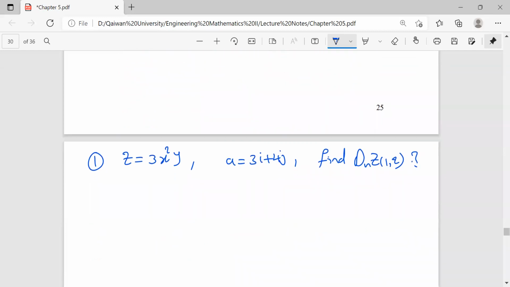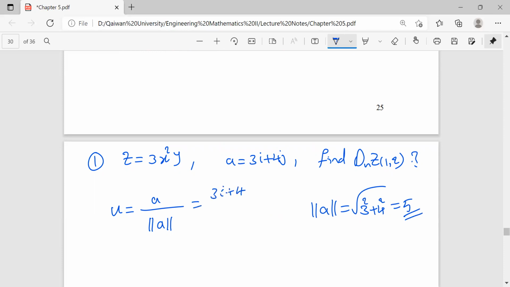How? We say u equals A divided by the magnitude of A. We found the magnitude of A is 5, is it? The magnitude of A is the square root of 3 squared plus 4 squared, which is 5. This equals 3i plus 4j divided by 5. So u, which is the unit vector, is 3 over 5 i plus 4 over 5 j.